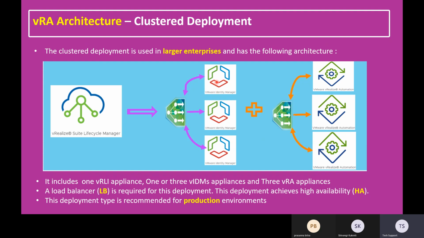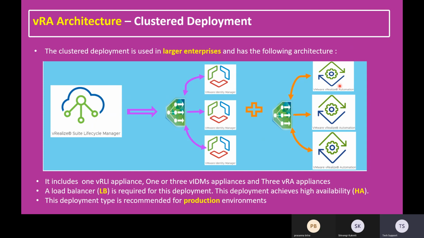Load balancing means we need three IDM appliances, and to maintain this load balancing, we need to configure an NSX load balancer. This is the icon for the NSX load balancer. The load balancer normally has one IP address. Whenever the LCM tries to contact, instead of contacting appliance 1, 2, or 3, it will contact the load balancer IP. It will redirect to the respective appliance wherever the load is free. All the load will be taken care of by the load balancer.